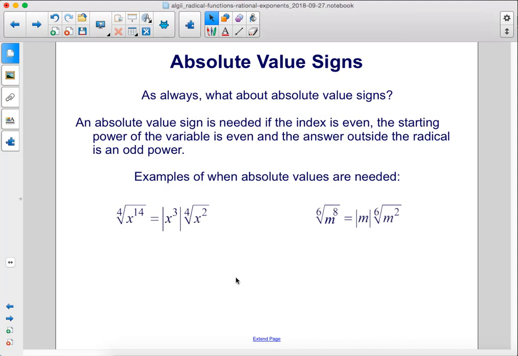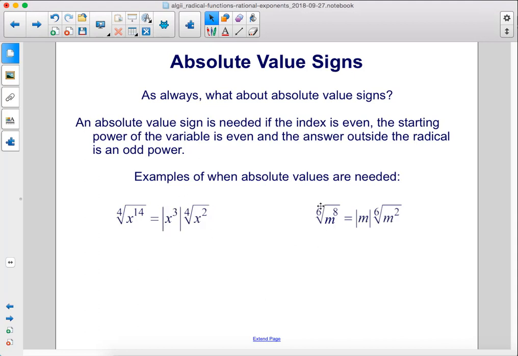As always, what about absolute value signs? An absolute value sign is needed if the index is even, the starting power of the variable is even, and the answer outside the radical is an odd power. Here are two examples of when absolute values are needed. Here we have an even index and an even exponent, 4 and 14. And when we finish the problem, we have x to the 3rd power, where 3 is odd. So we do need absolute value signs here.